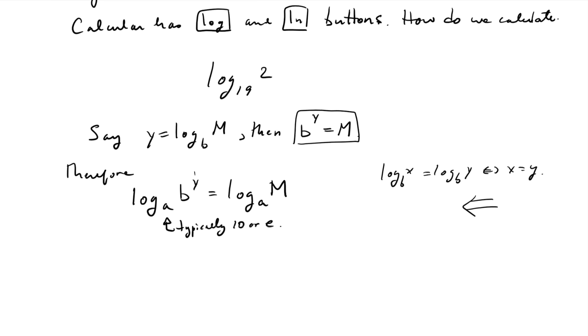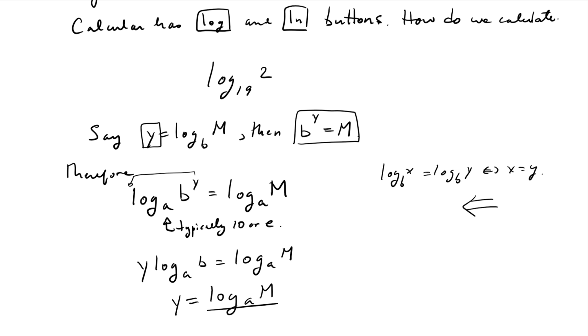Now I'm going to use the property which says that I can send the y in front of my logarithm. So y times log in base a of b is equal to log in base a of m. And let's remember what we're really trying to do here. We're trying to calculate this y, this log in base b of m. So I'm going to solve this expression for y.